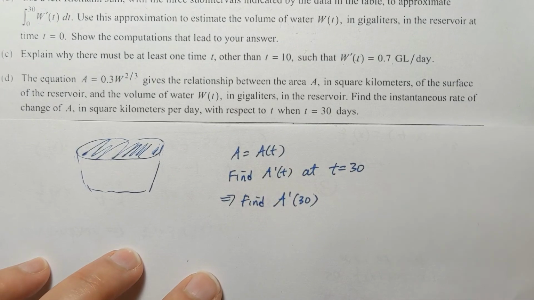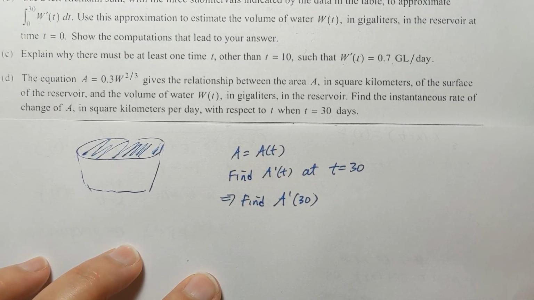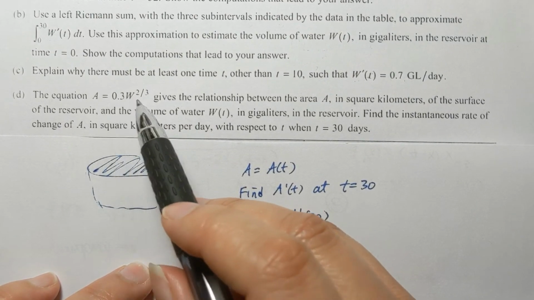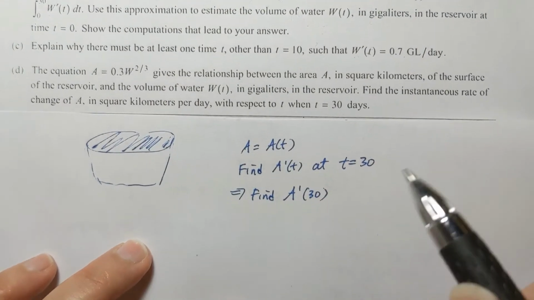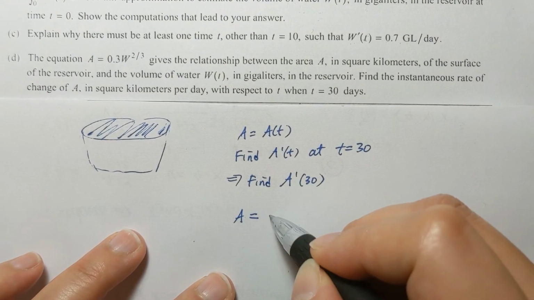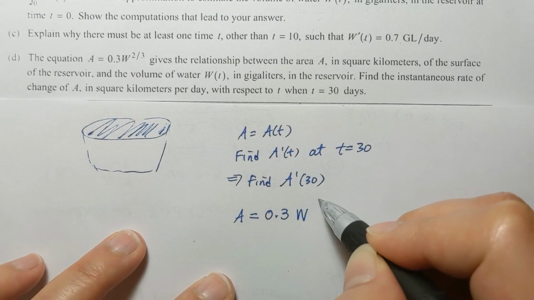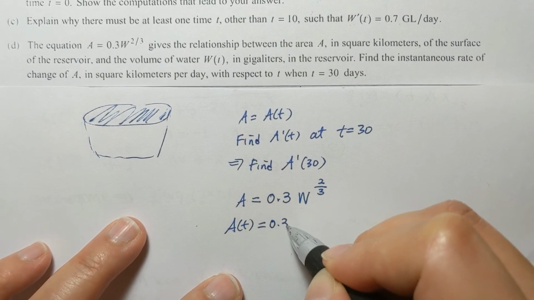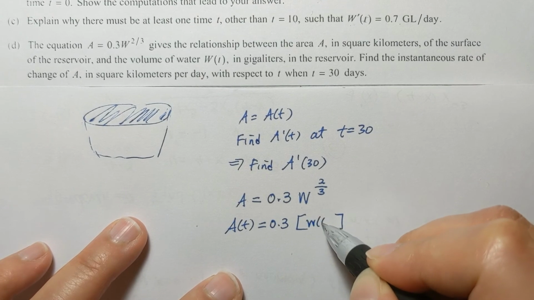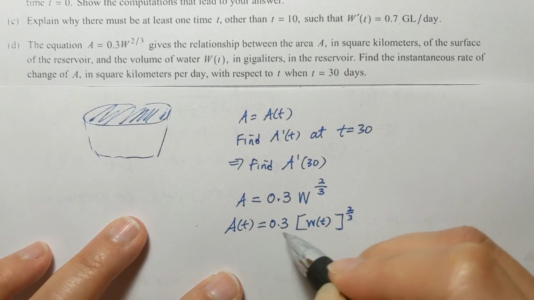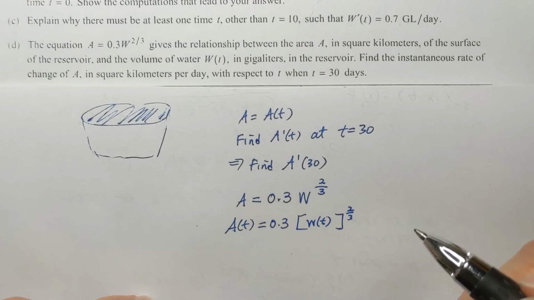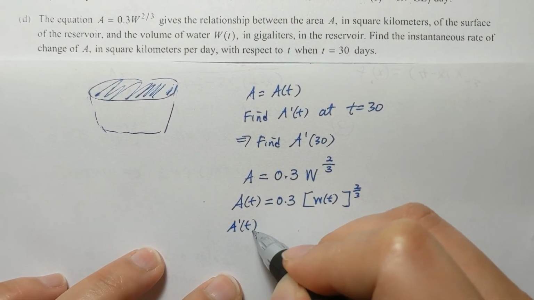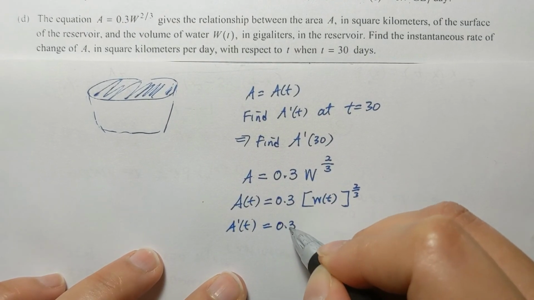So now we are going to use the equation given to us. That is a formula given to you, so you have to use this one. You don't have to derive any formula. So we have A equals 0.3 W to the 2/3. We're going to rewrite it into A of t equals 0.3 W of t to the 2/3, each a function of time. Now we are going to differentiate with respect to time.